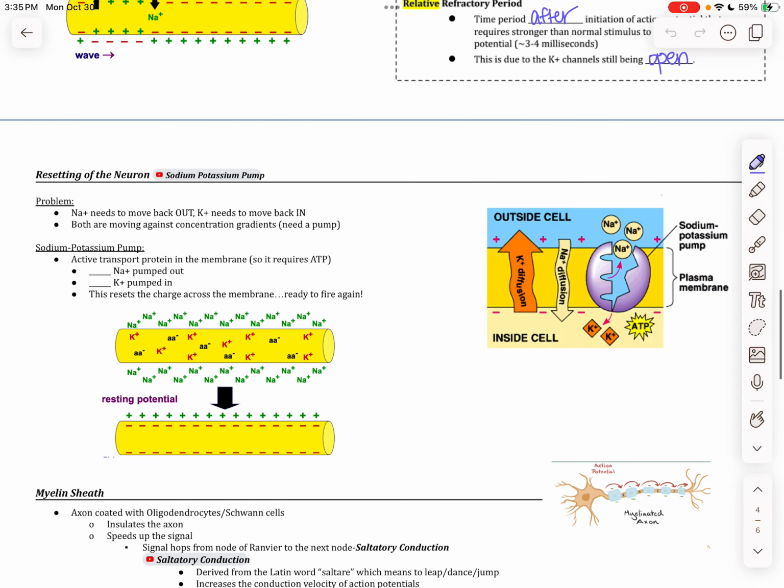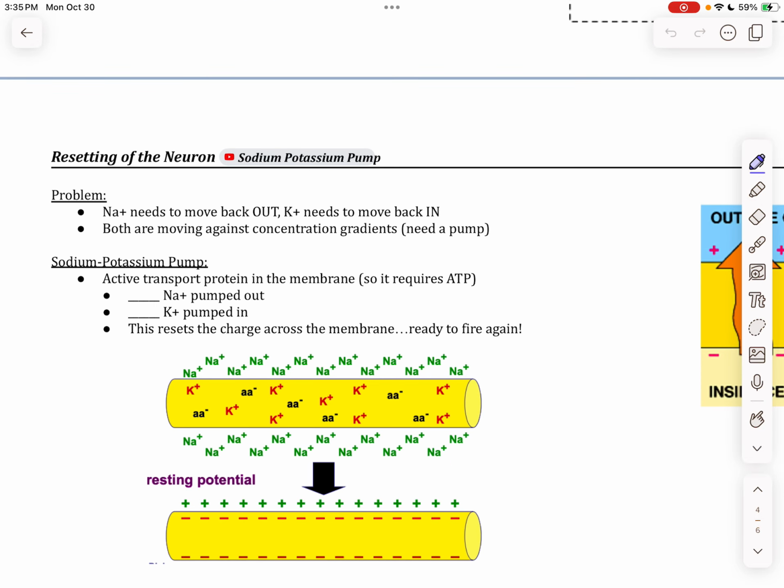Okay. So how do we reset? Well, we basically have to get the sodiums back out and potassiums back in, and that's the problem we have, right? Both of those ions are moving against their concentration gradients, so we need a pump to pump them back to where they should go, and that's where our good friend the sodium-potassium pump comes in. This is an active transport protein that requires ATP in order to pump 3 sodiums back out and 2 potassiums back in. And that gets us to reset the membrane, ready to fire again.